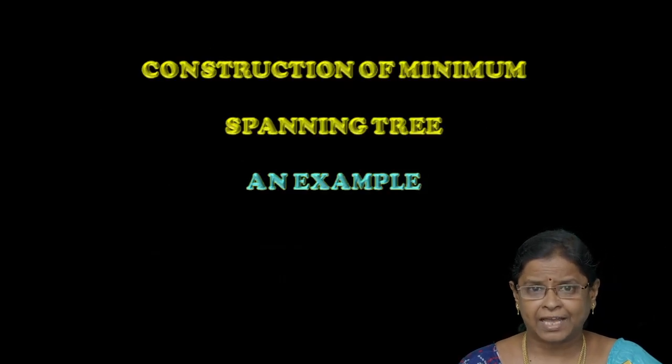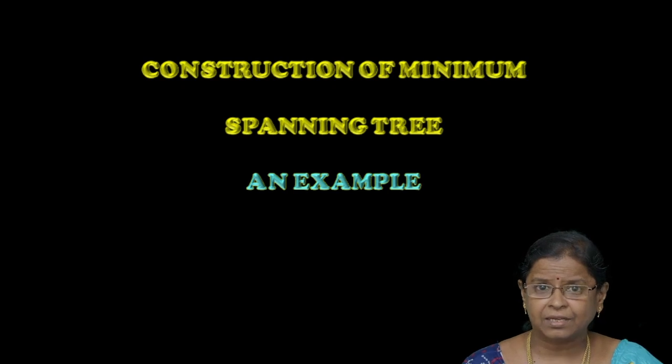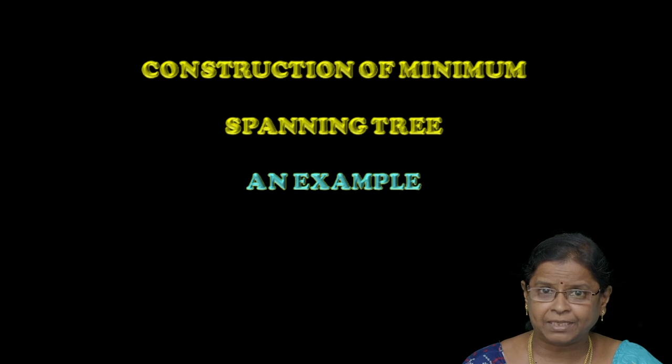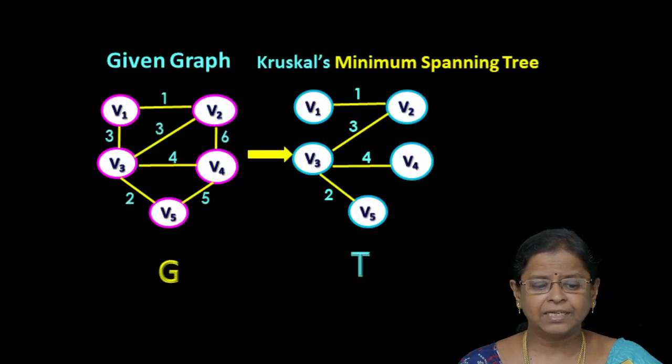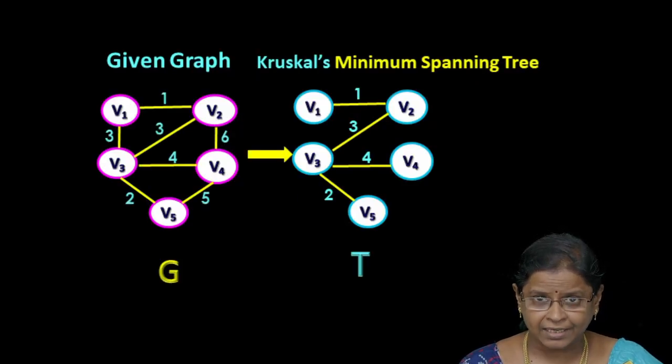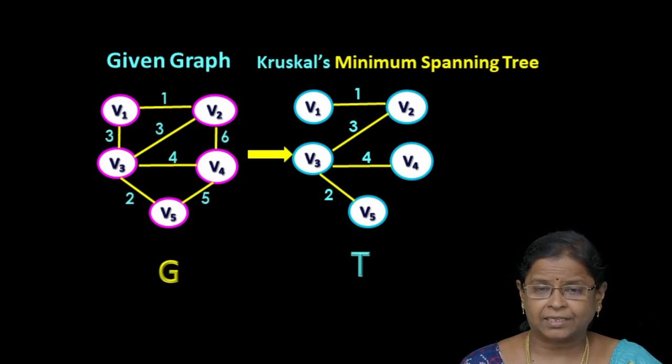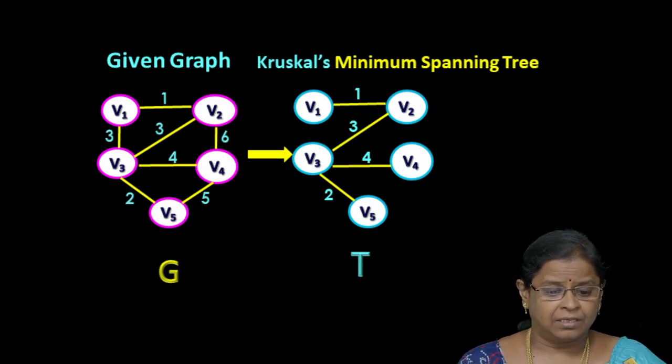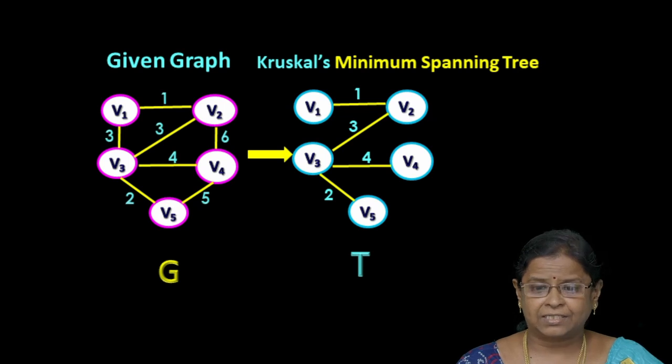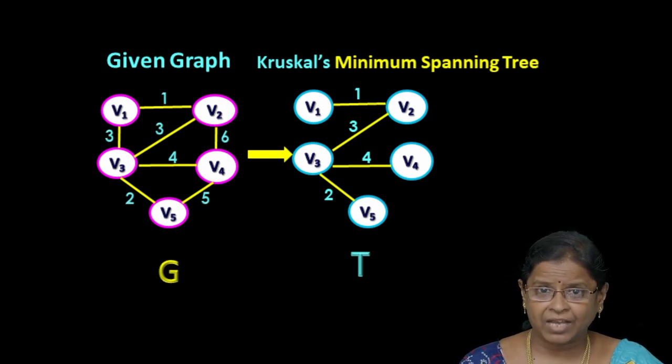Now we will see an example which constructs minimum spanning tree which uses the Kruskal's method by implementing greedy strategy. Here it is the given graph. It is a connected, weighted, undirected graph which contains 7 edges. Now our aim is we have to construct the minimum spanning tree by applying the Kruskal's procedure, and it contains only n-1 edges. That is, it contains only 5 edges.